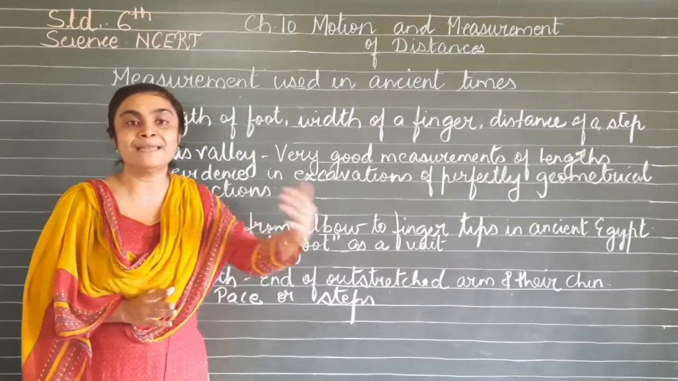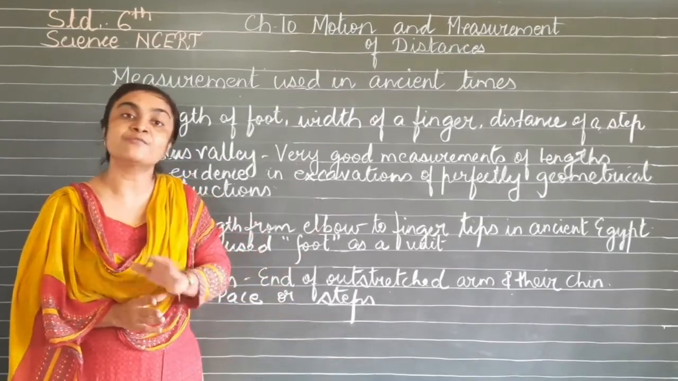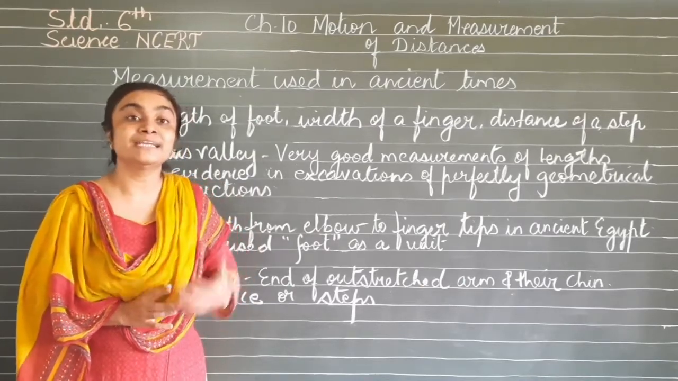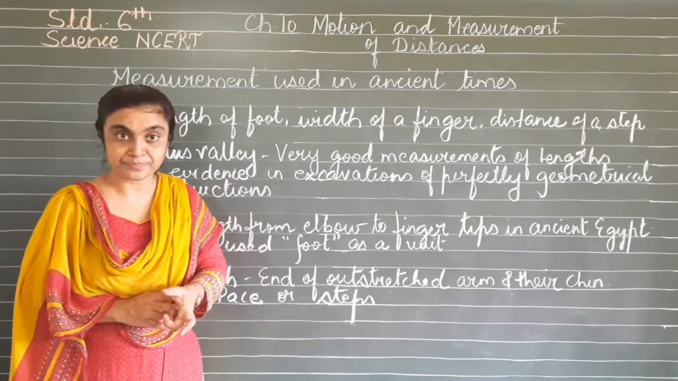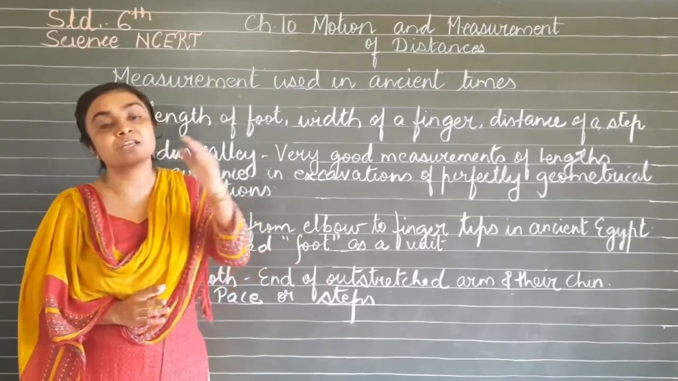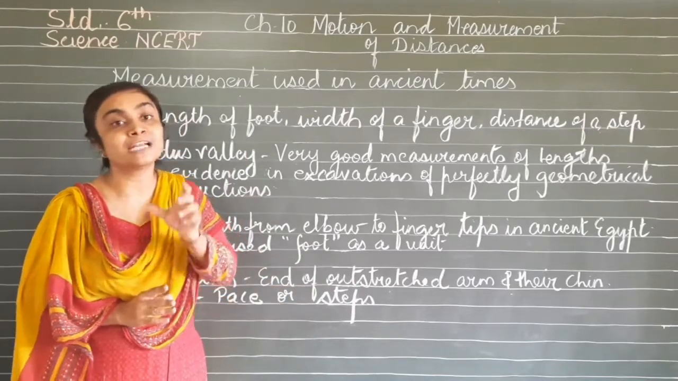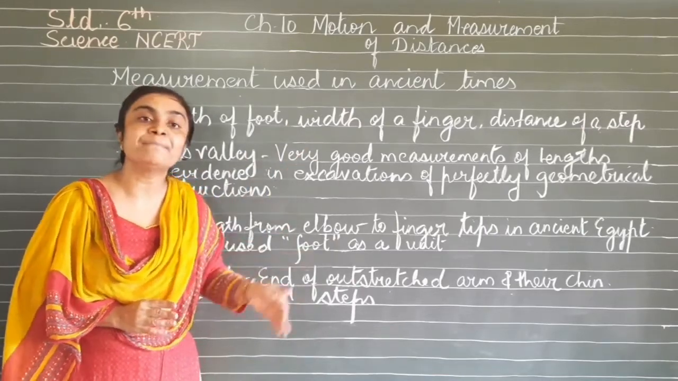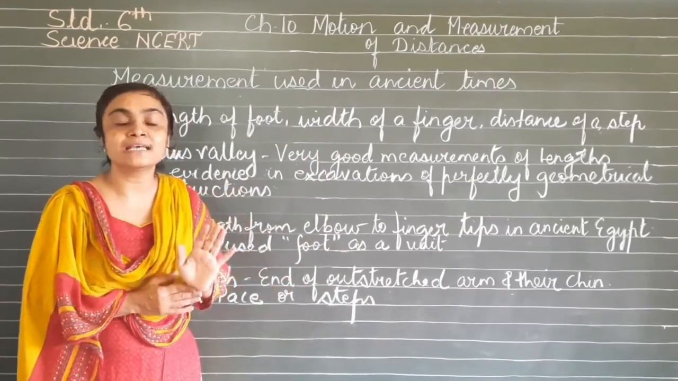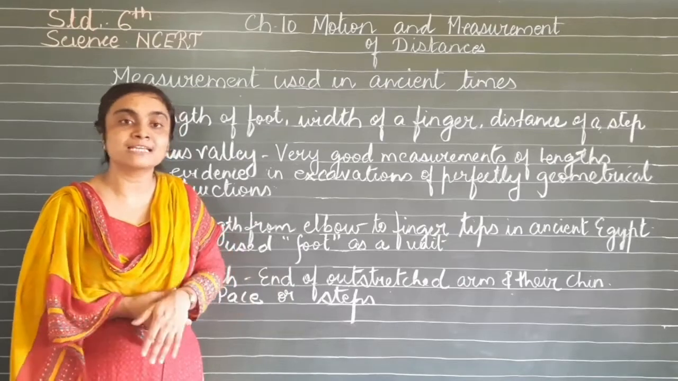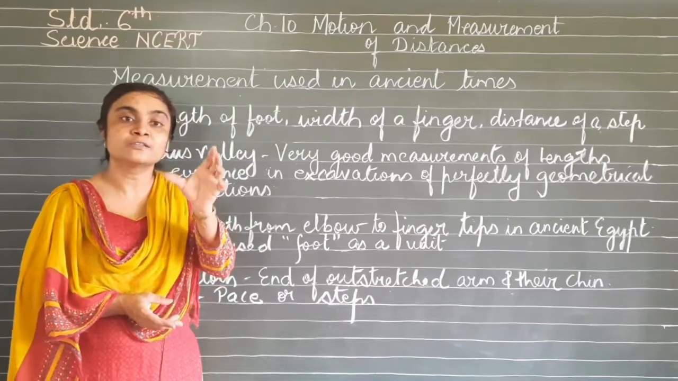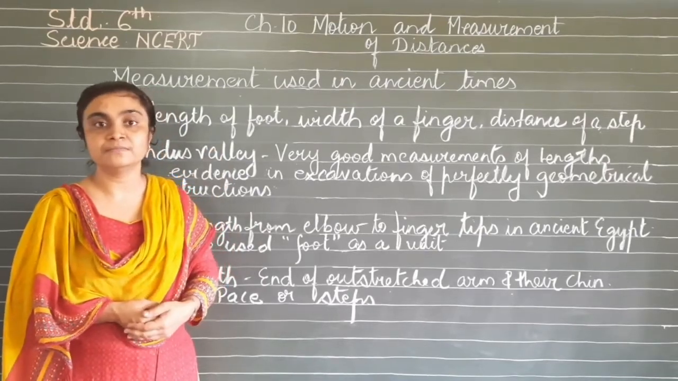If you want to go from one place to another, and that measurement was not perfect, therefore again there was a need of the perfect measurement. If you go from one place to another, that measurement should be fixed. Wherever you go, that measurement should be fixed, because body parts change. Some hands are larger, some hands are smaller. So there we will not get a perfect measurement. So there was a need for a perfect measurement.